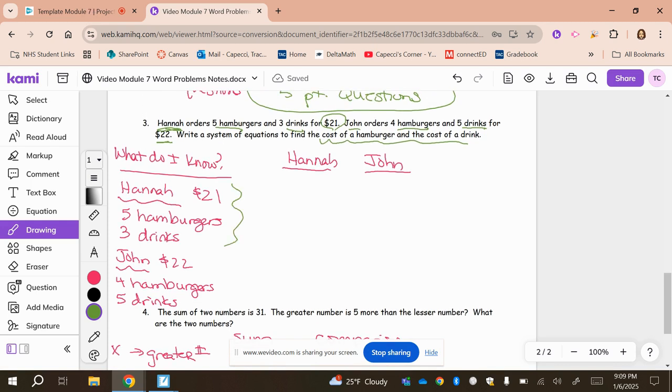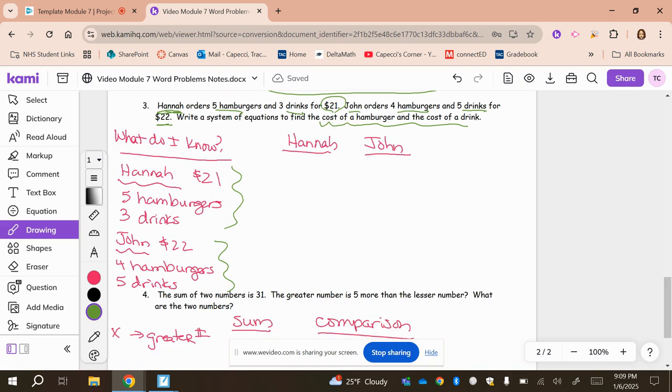Okay, so Hannah, this kind of breaks down. Hannah is going to be grouped together, and so is John, and that's going to be important. So what I did here is I'm going to let H equal the cost of the hamburger, and I'm going to let D equal the cost of the drink. Now, with this particular problem, it's broken down a lot easier by looking at what Hannah purchased and what John purchased, because we do know how many of each was purchased. We just want to know the cost of each.